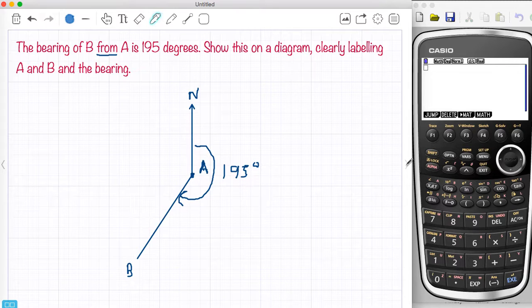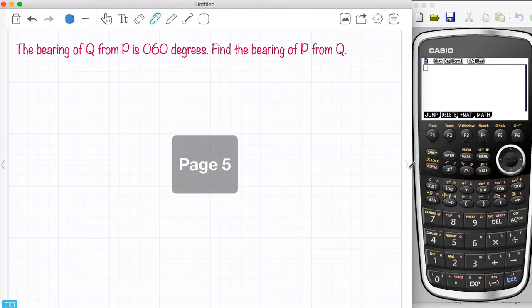Let's have a look at another question, but this one's going to ask me something slightly different. The bearing of Q from P is 0, 60 degrees. Now we always use three numbers. That's one thing that's very important. So if we're using 60 degrees, it's 0, 60. So let me think again. The bearing of Q from P. So I'm at P, so I'm going to put a P here in the middle of the page.